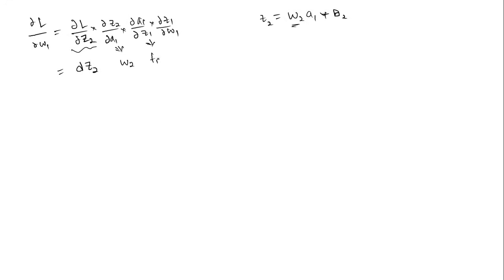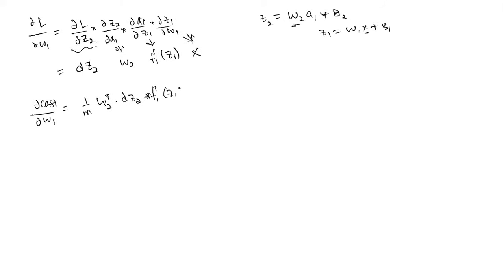This will be the derivative of the activation function f1 with respect to z1, and this will be x because z1 is equal to w1 x plus b1. So if we take the derivative with respect to w1, it is just going to be x. Again, if we take all the observations and also consider the dimensions, then we can finally write it as w2 transpose dz2 element-wise multiplication with f1 dash, multiplied by x transpose.